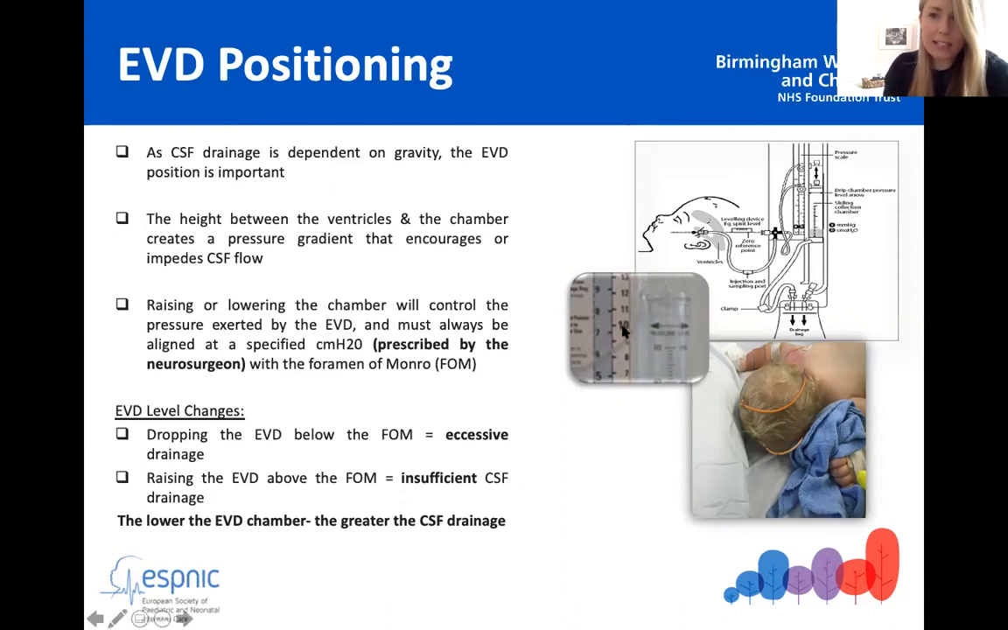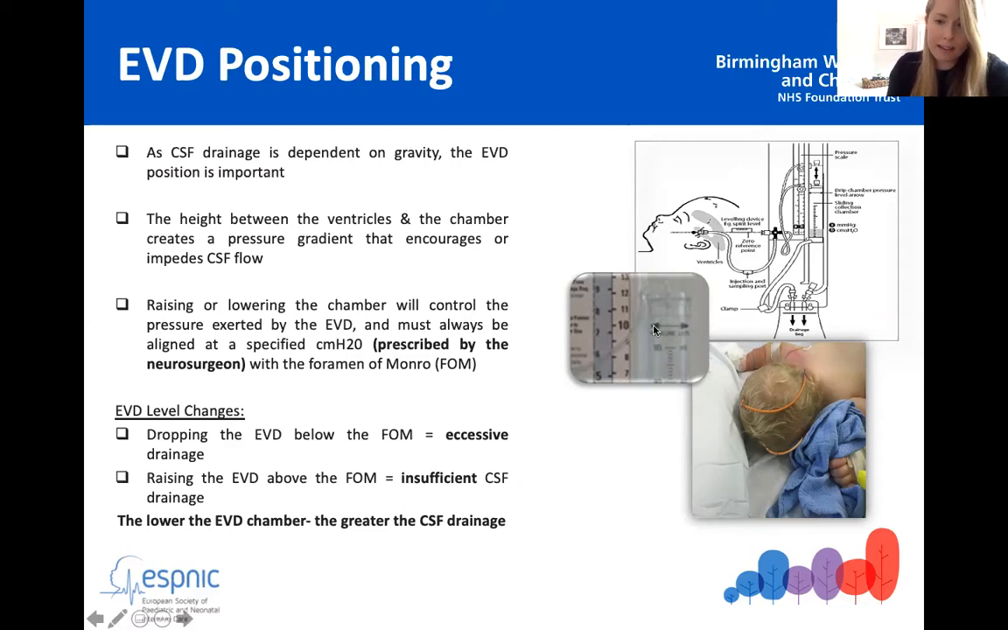Most of the time it is set at around 10. It often changes throughout the child's stay depending on how much CSF is draining through the EVD system and whether they want to slow that down or encourage some more drainage. But that is always decided by the neurosurgeon who performed the operation and is making those clinical decisions upon how much CSF he wants to drain.